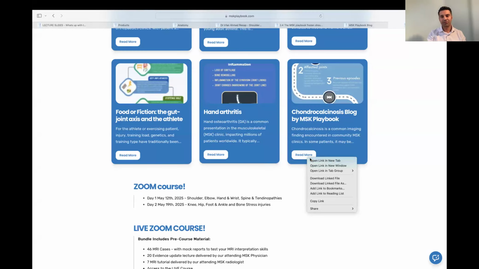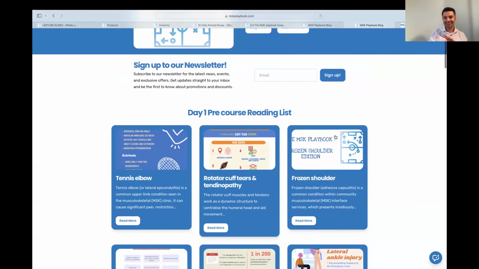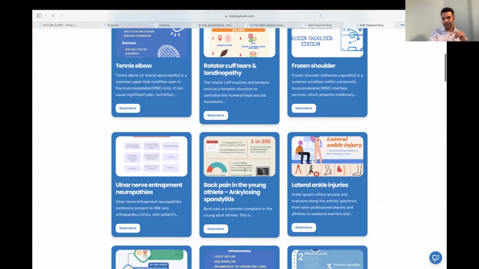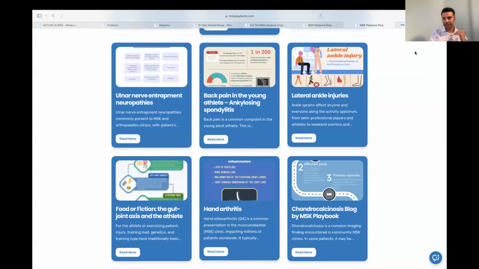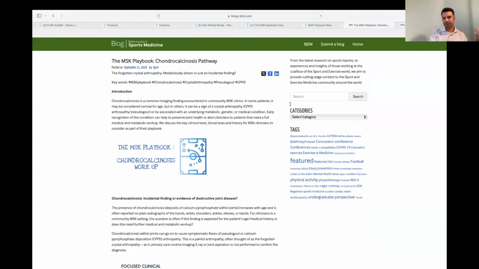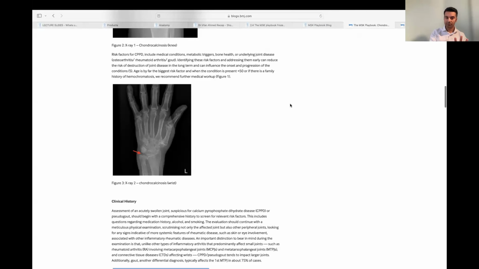That is one of the modules from the MSK Playbook. Oh, you've got one there, is it? Okay, fine. So you actually go to the pre-course reading list, and if you want to look up, maybe you see patients with tennis elbow, rotator cuff tears, frozen shoulder, inflammatory back pain. Day one is all about upper limb and spine, and you just click on the link here, and it will take you directly to the MSK Playbook blog, and you can learn all about chondrocalcinosis and more of the medical workup that we cover in the course.